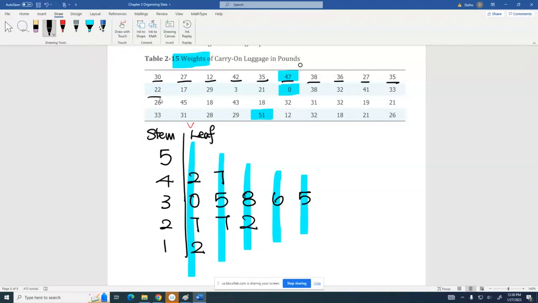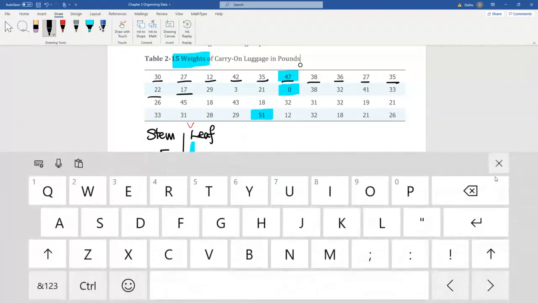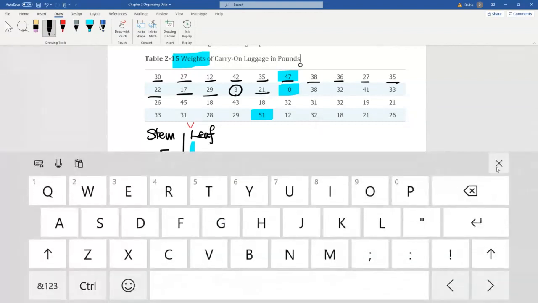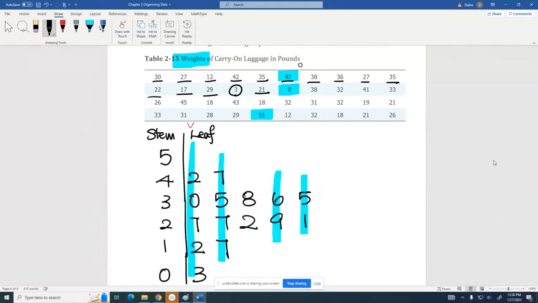22. 22, the third one. 17. 29. Oh, just a second. 3. Always we need the 2 digits, right? How can I take care of the 3? 0 and 3. Thank you. Yes, it's one more value in stem. 0, 3. That will be 3. Good. 21. No, not here. 21. Oh, now then 0. How can I do? 0 and 0. Thank you.